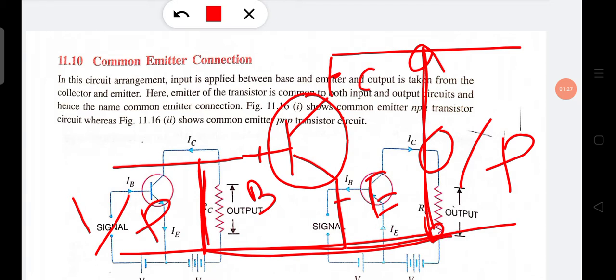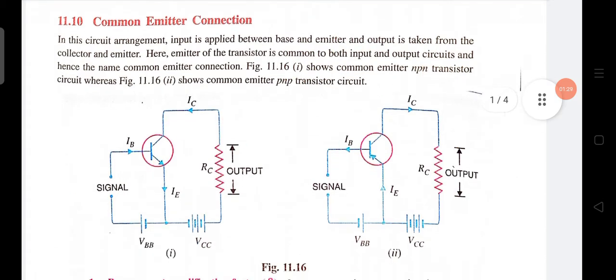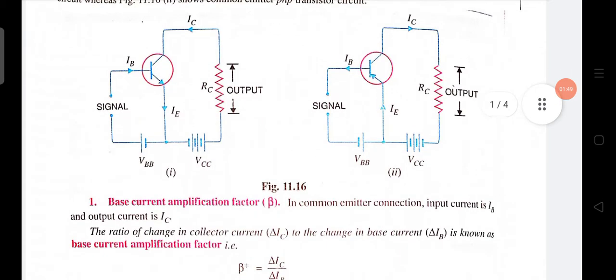Here you see, here also, this is the common emitter. This is the emitter, the input is base and emitter, and collector and emitter is the output. So this is common emitter. Here the emitter is common.